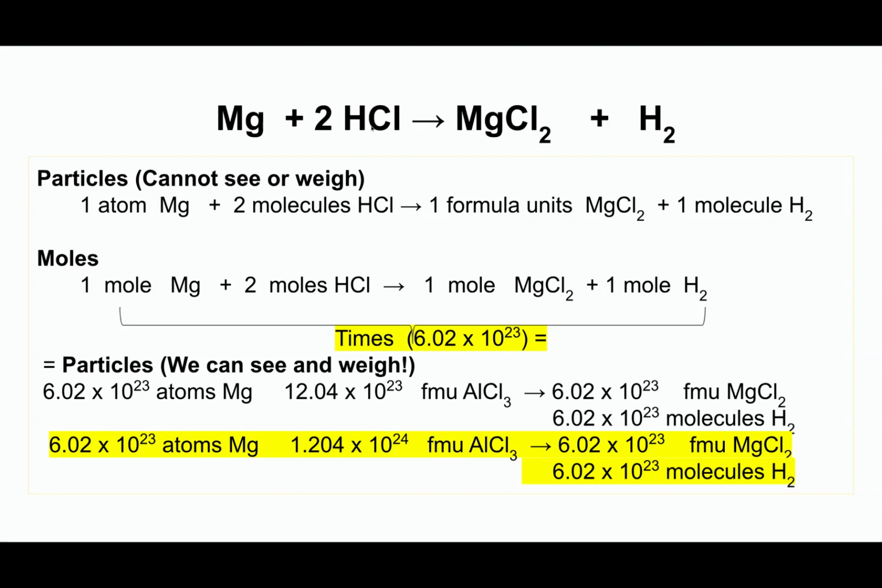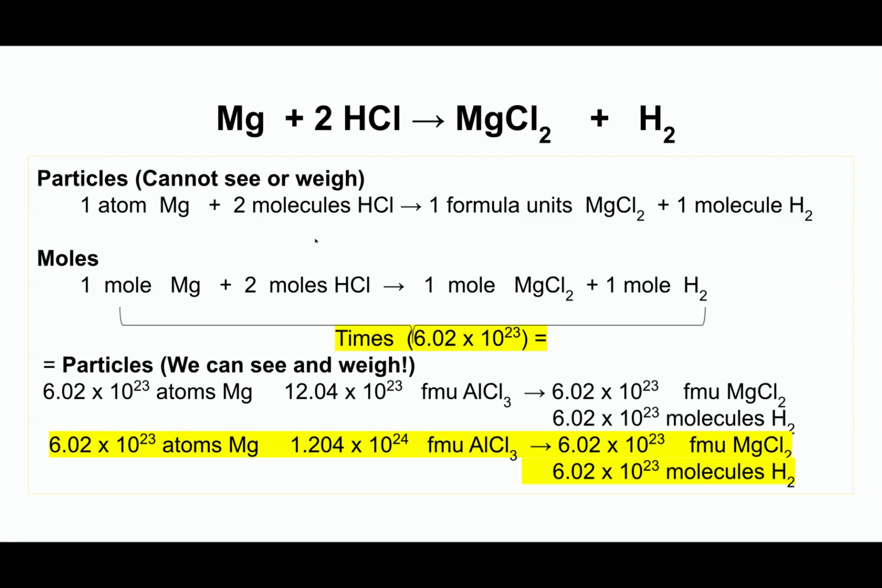Atoms make up magnesium because magnesium is an element. Molecules make up HCl because HCl is a molecular compound. Formula units make up magnesium chloride since magnesium chloride is an ionic compound. Molecules make up H2 since even though H is an element, it is made of a diatomic molecule. Two atoms of H combine to form H2.